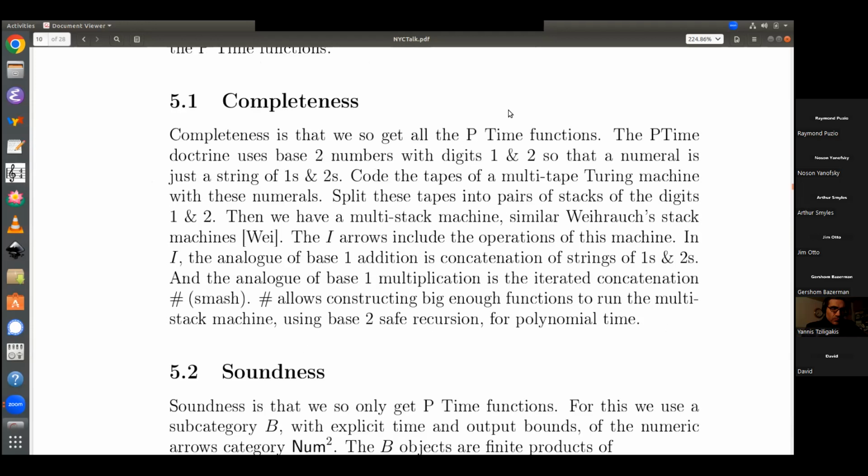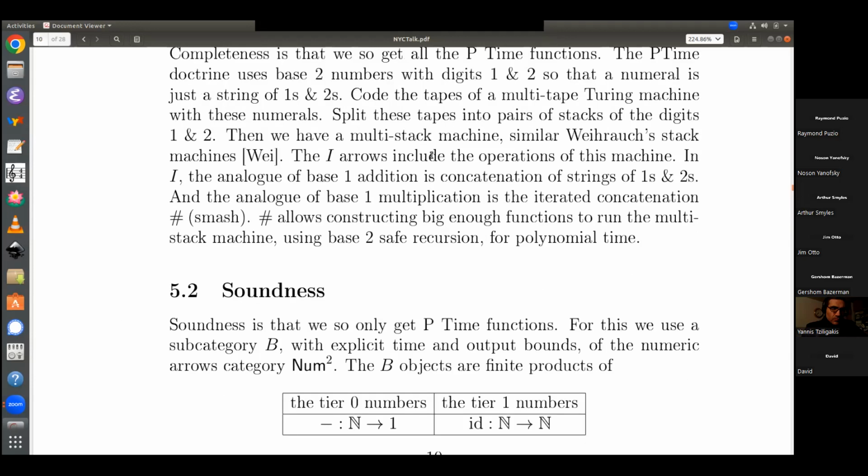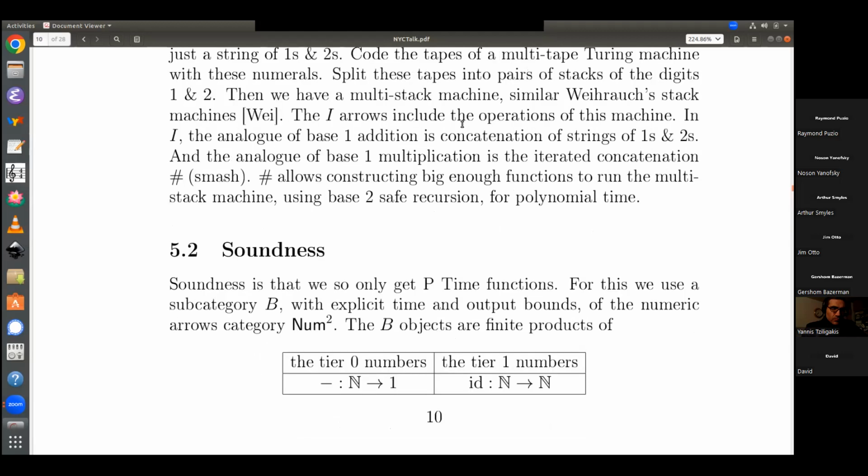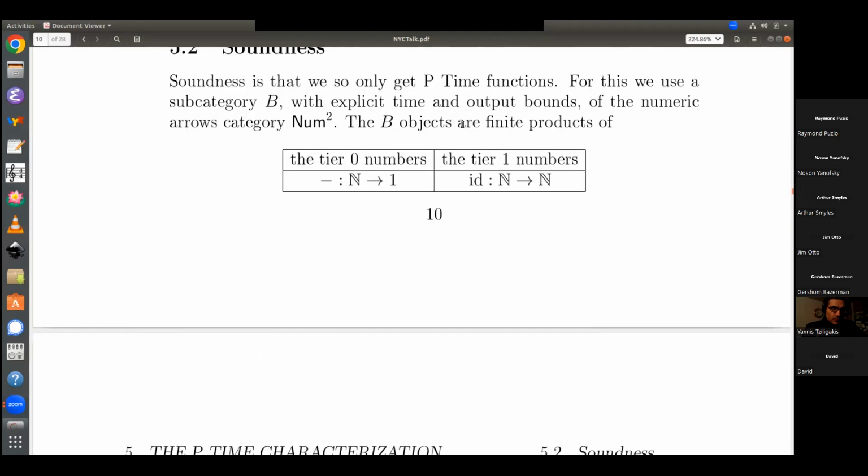Yeah, so let me complete the sketch of the completeness argument. And that was that I do take a Turing machine and split the tapes into stacks. And Weirach has machines that are similar to these multi-stack machines. And then, using smash and concatenation, you can build up functions that will run the safe recursion long enough to run the multi-stack machine for polynomial time. So that's the sketch of the completeness. The soundness is harder, and we need to now make the polynomials explicit, where in the PTime doctrine so far, they're not there on the surface, they're implicit.